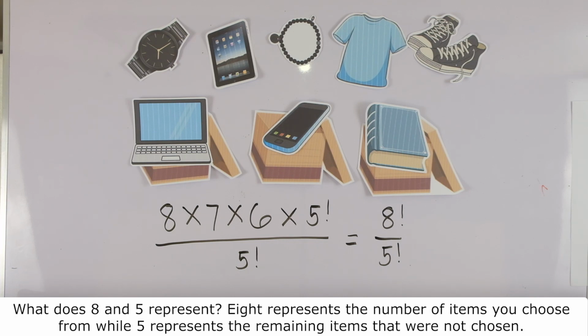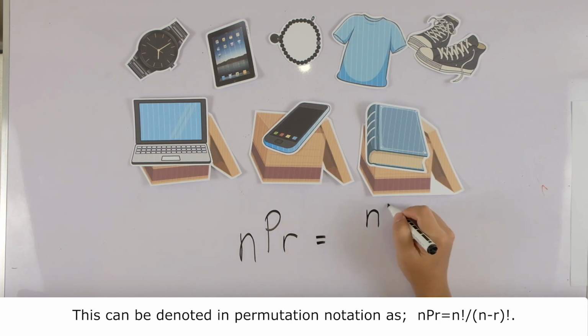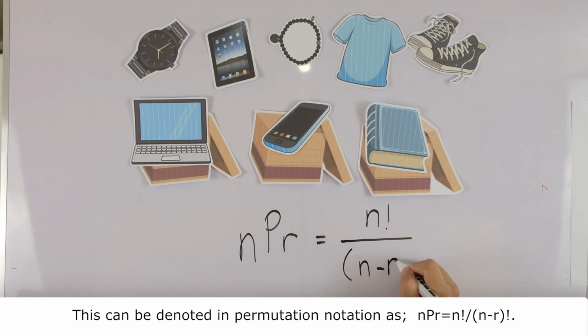What do 8 and 5 represent? 8 represents the number of items you choose from the objects, while 5 represents the remaining items that were not chosen. This can be denoted in the permutation notation as nPr is equal to n factorial over the quantity of n minus r factorial.